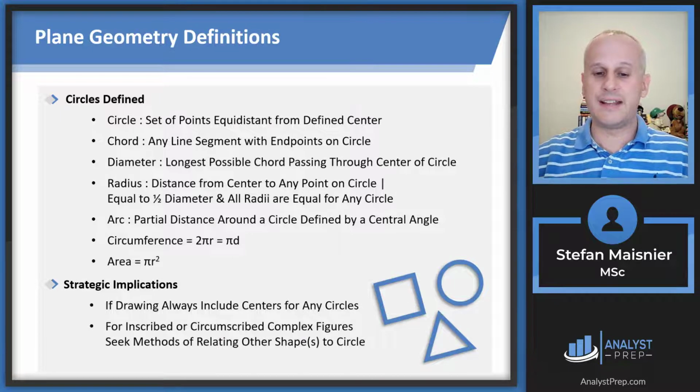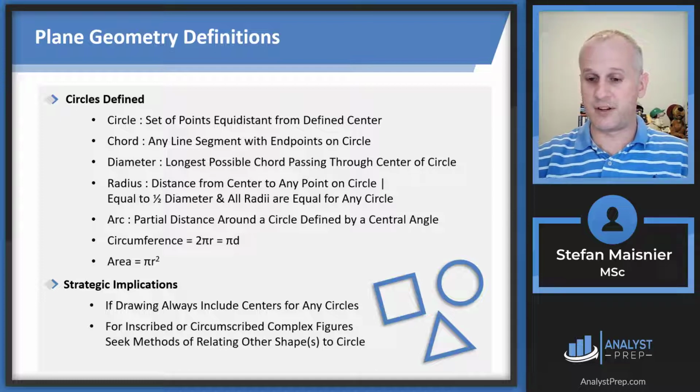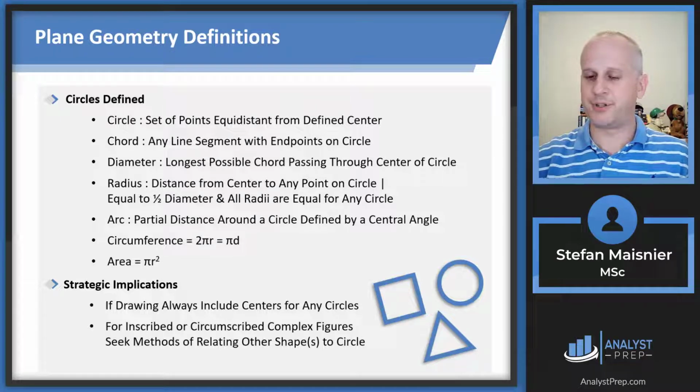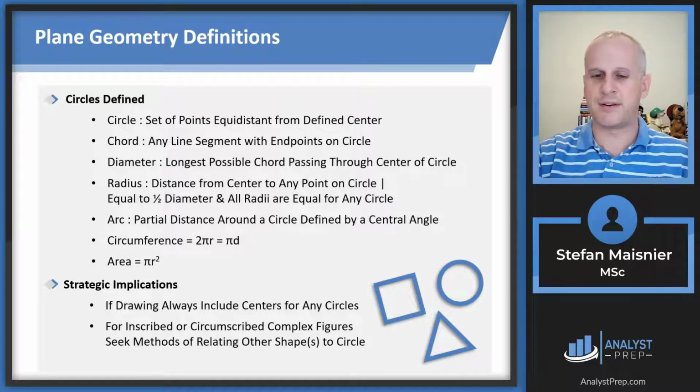And if you're looking at an inscribed figure, which means that you've got a figure inside of another figure, or a circumscribed figure, which means that you've got a figure outside of another figure, you want to look for methods of relating that other shape to a circle. So drawing lines, adding lines, doing something to relate the two shapes to each other. So just something else to think about if you see a complex geometry problem involving a circle.